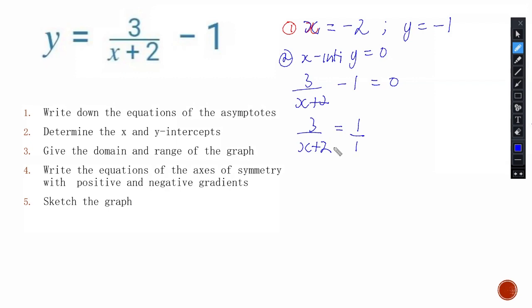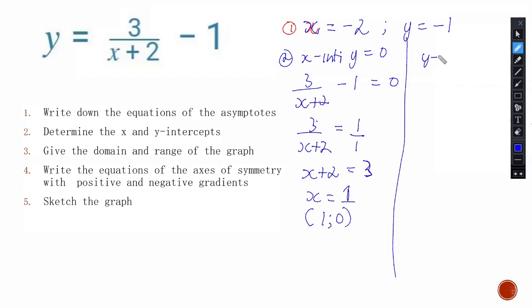So this is a cross multiply here, x plus 2 times 1. It's going to be x plus 2. And then 3 multiplied by 1, it's 3. Then you can transpose the 2 over there. It's going to be 3 minus 2, which is going to give you 1. So your x-intercept is 1, 0.